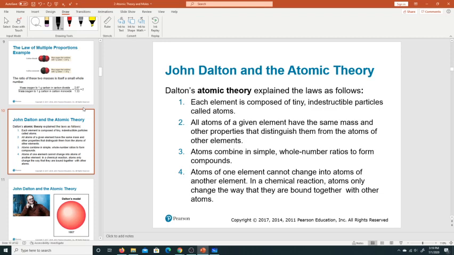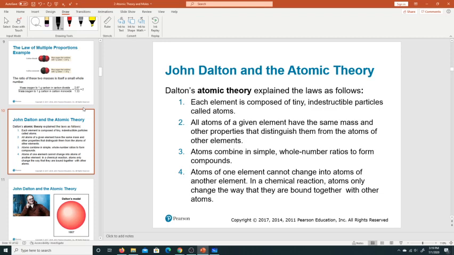Atoms of a given element have the same mass and other properties that distinguish it from other atoms of the other elements. So basically he's saying all chlorines are the same, all fluorines are the same, all oxygens are the same, but two different atoms are going to have two different properties. But each atom is unique.